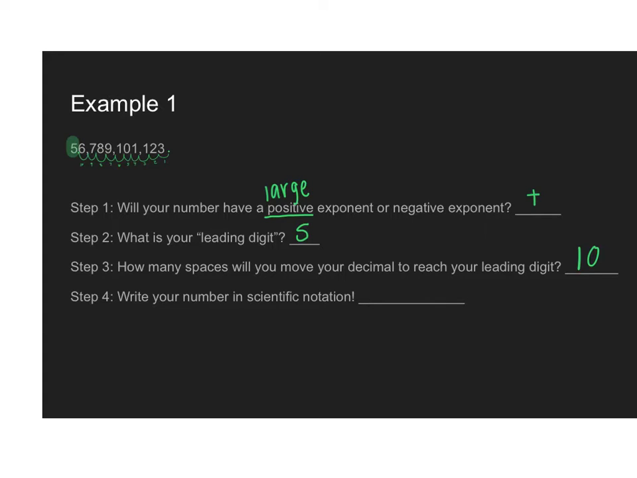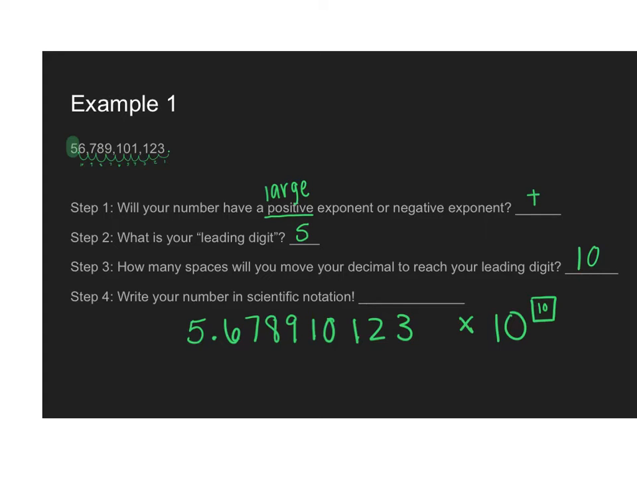I'm basically going to rewrite my number in scientific notation. I'm going to do it down below so I have more room. I write 5 point, and then all the numbers that follow behind it: 6, 7, 8, 9, 1, 0, 1, 2, 3. Then I'm always going to write times 10. What's going to be different with each number is the exponent. How many spaces did we move it? We moved it 10 spaces, so that is my exponent here. And we moved it to the left, so that makes our exponent positive.